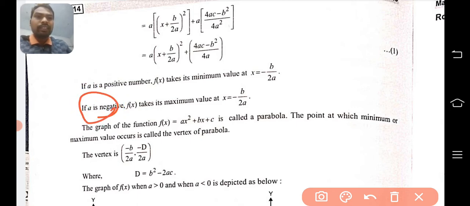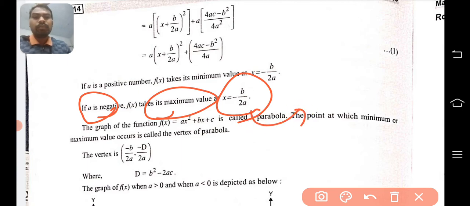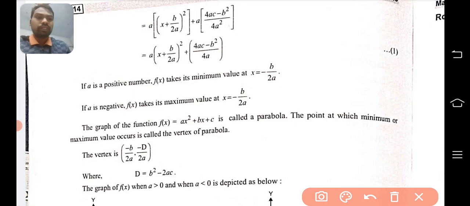But if a is negative, then we can have a maximum function value at x equal to minus b divided by 2a. If a is a negative value, then we can have a maximum value of the function. Clear? The graph of the quadratic function is called a parabola.